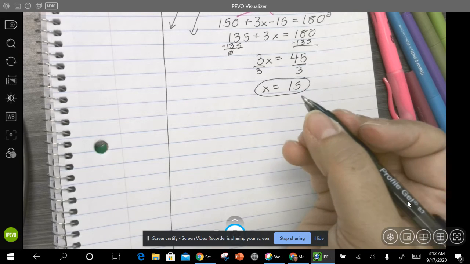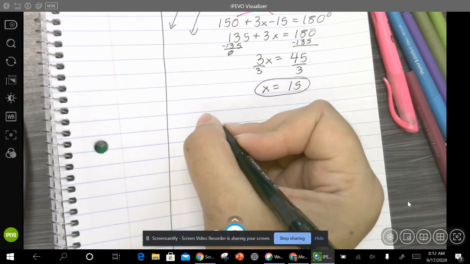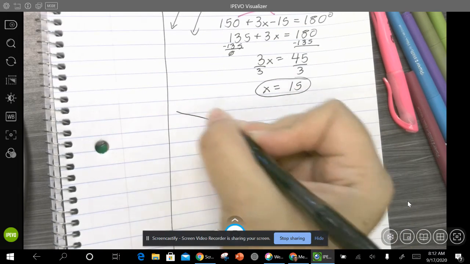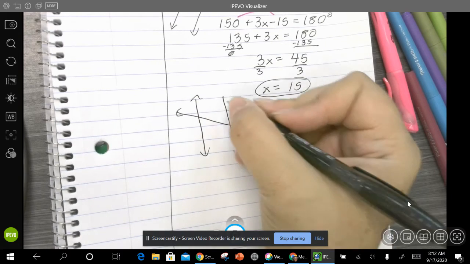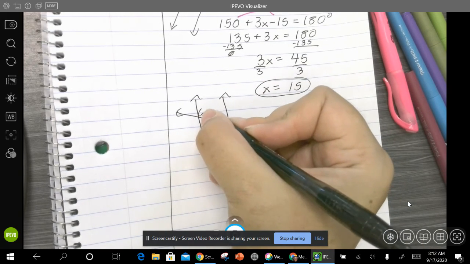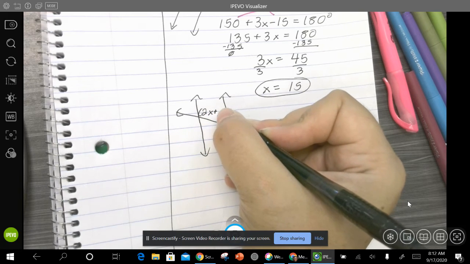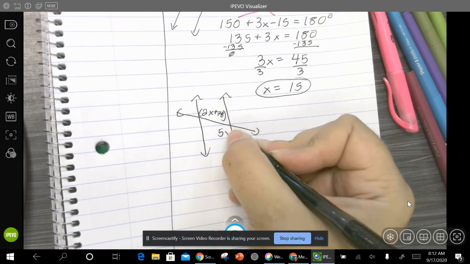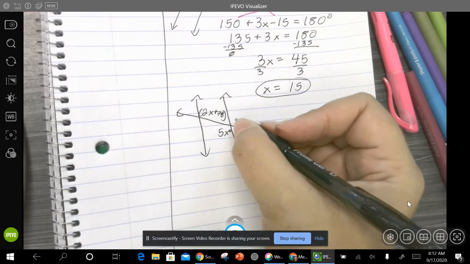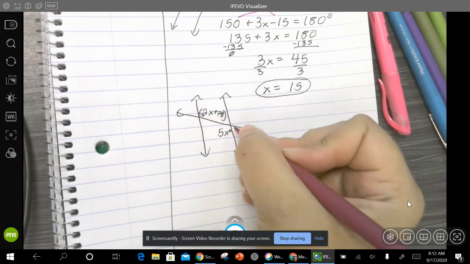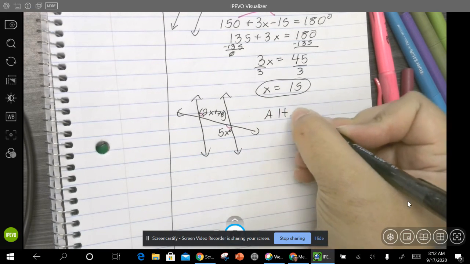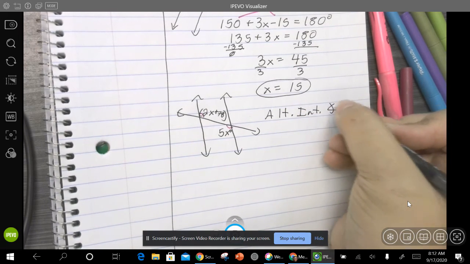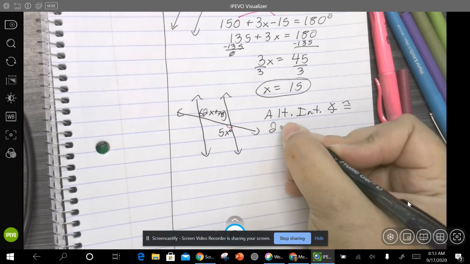So let's look at this one. Okay, so this is 2x plus 78, and this is 5x. Okay, so the angle relationship for these two, everybody, is they're alternate interior angles. And alternate interior angles are congruent. So we're going to set these two equal to each other.